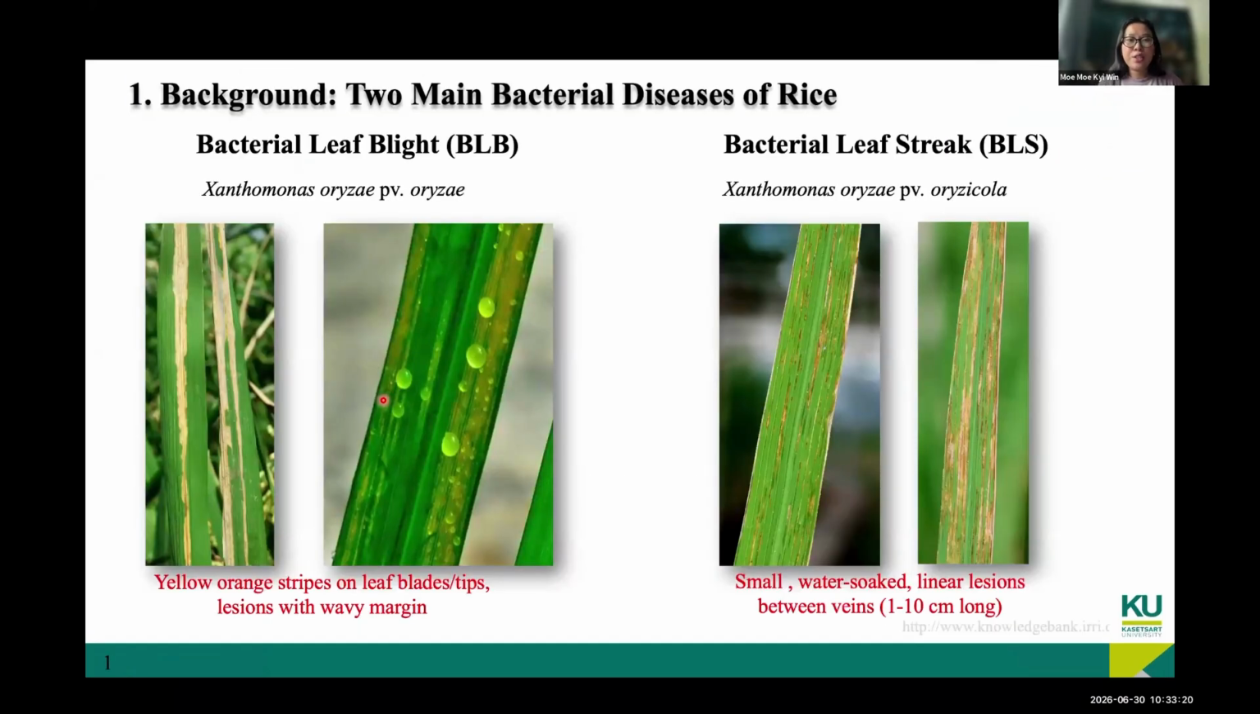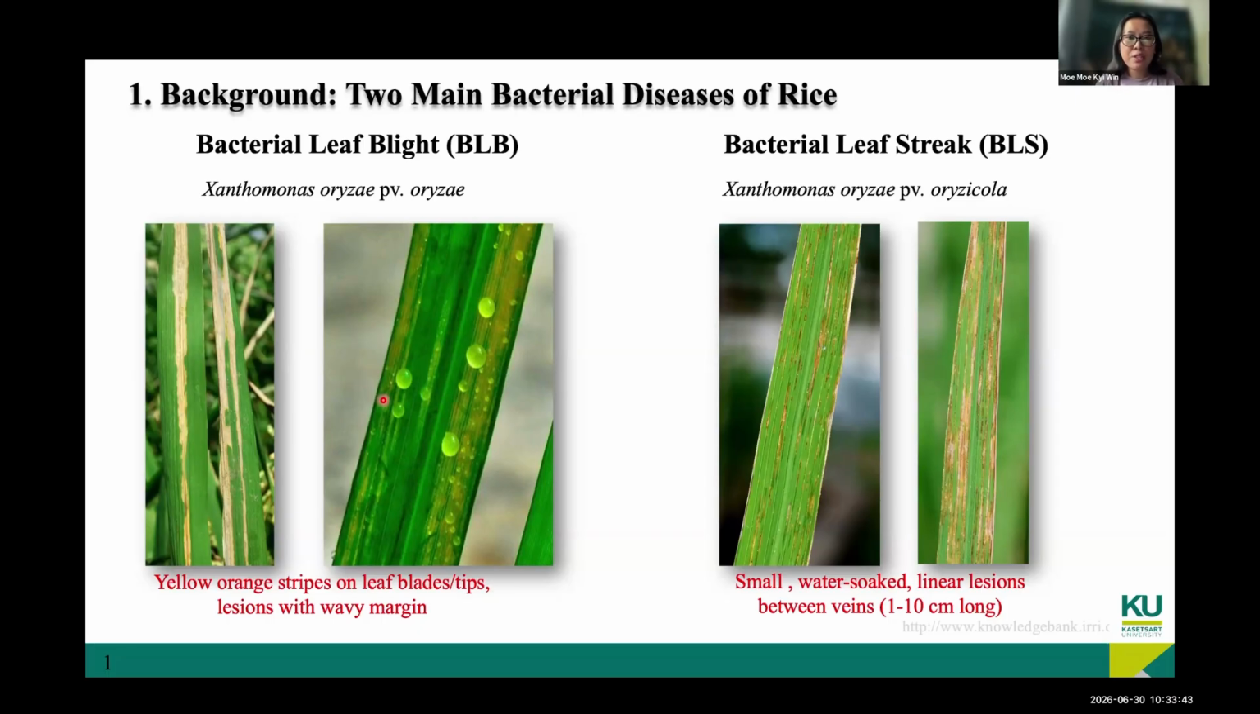So in rice, there are two major bacterial diseases. The first one is bacterial leaf blight, BLB, which is caused by Xanthomonas oryzae pv. oryzae, or XOO. And the second one is bacterial leaf streak, BLS, which is caused by Xanthomonas oryzae pv. oryzicola, XOC.